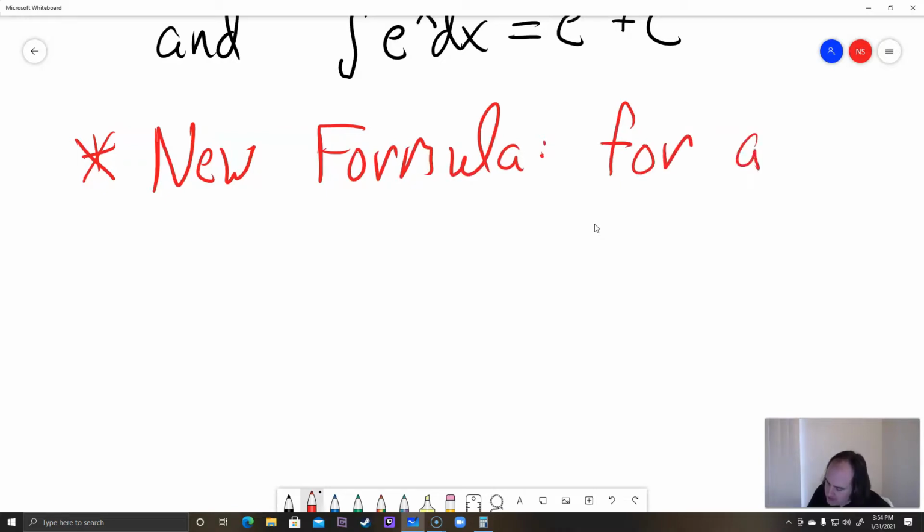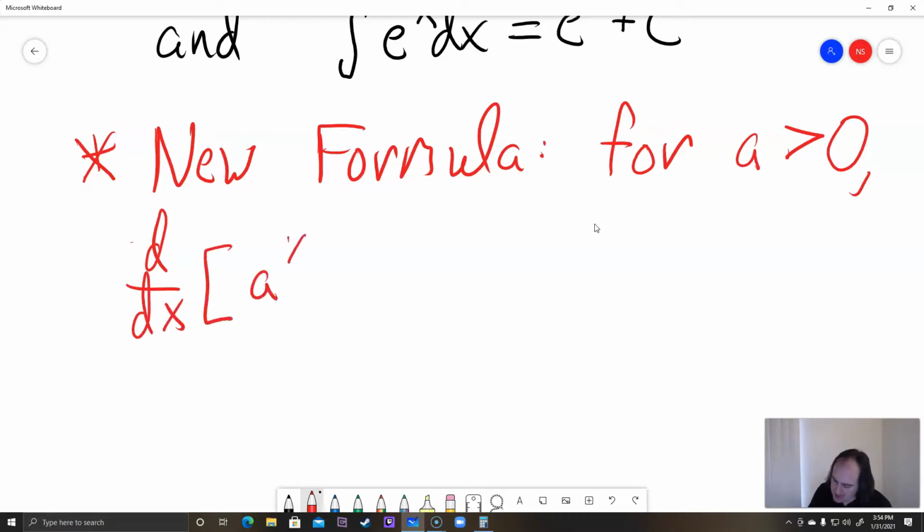For any number a greater than 0, the derivative of a to the x is equal to, we already talked about this one before, natural log of a times a to the x, or the way they write it in my math lab is a to the x times ln of a.